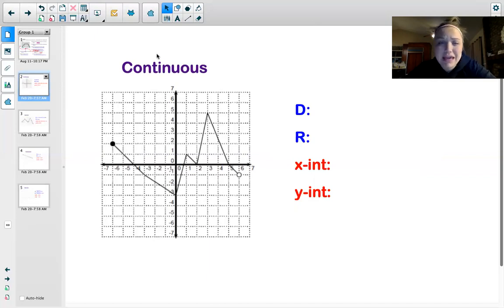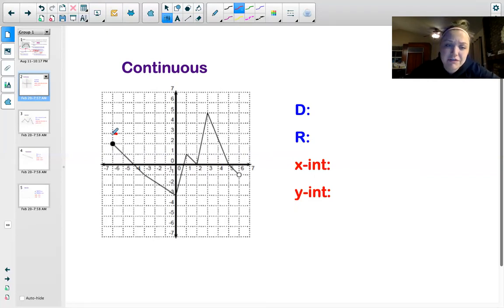Okay, so the domain, remember, domain is how far to the left the graph goes, and then how far to the right. That's your input values. So the furthest left this goes is all the way over here, 1, 2, 3, 4, 5, 6, at -6. So when I start this one, it's going to be a hard bracket at -6. However, as I follow this to the right, you should see something kind of weird here.